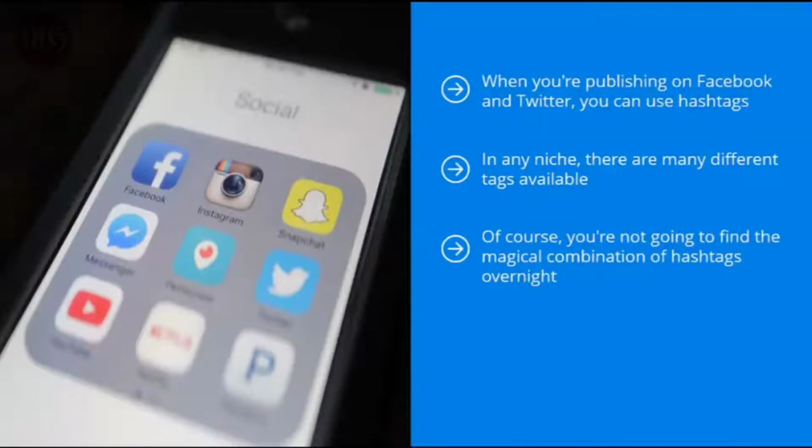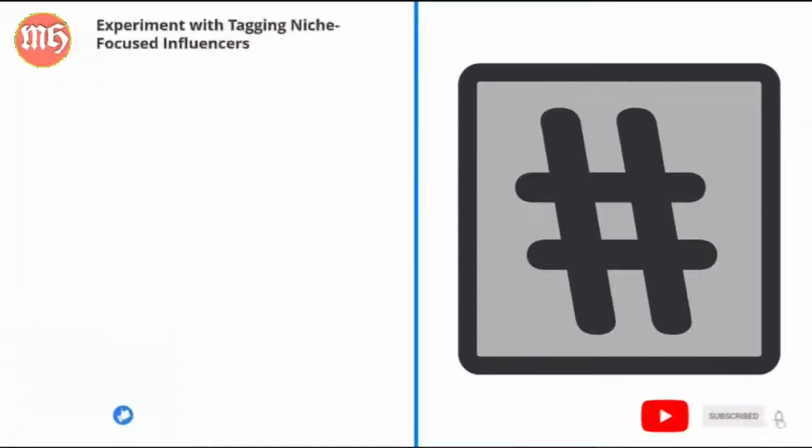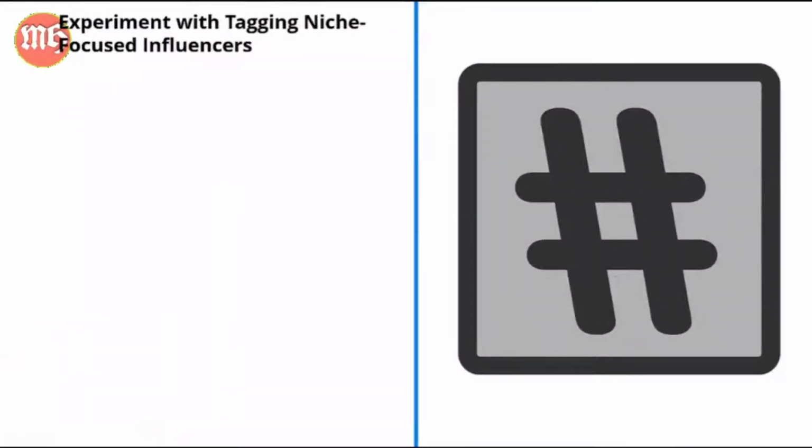This is one of those things that you're going to have to find out by doing it over a long period of time. Still, when you run these experiments, a pattern should emerge. Sooner or later, you would discover that certain hashtags produce a lot more results than others. They draw a lot more eyeballs. They get a lot more attention. Most importantly, they get a lot more engagement. Stick with those.